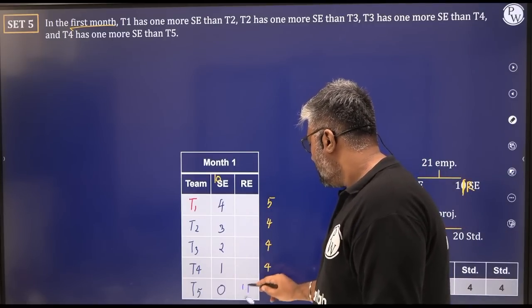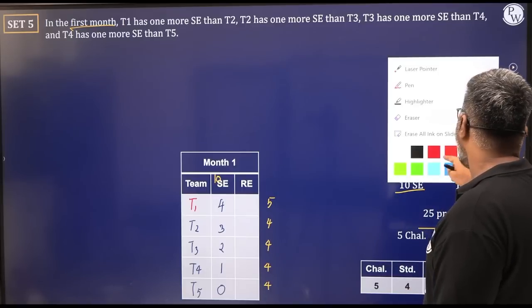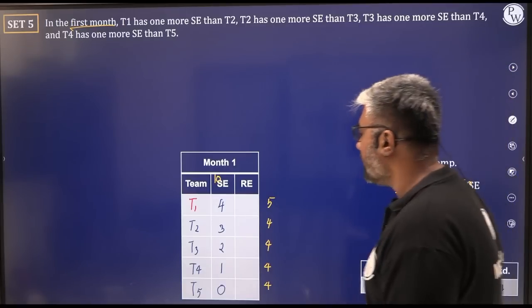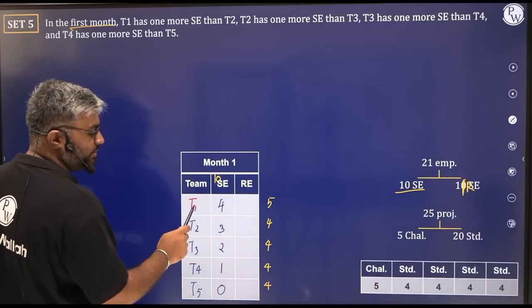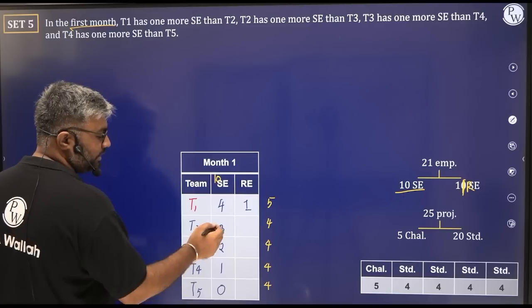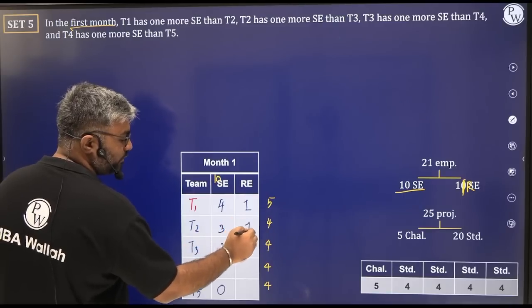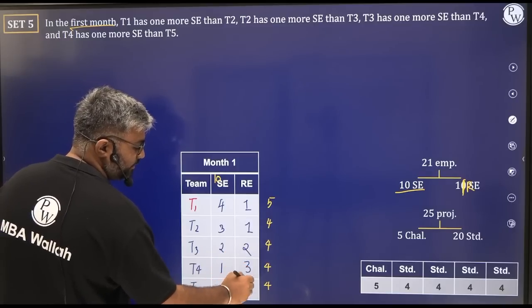Okay, perfect. Now the rest is not given, but we need to figure out how many REs we will have. Since this is the team doing the challenging project, this will have 5 employees. So 4 plus 1 is 5. This has to be 4, 3 plus 1 is 4. This has to be 4, 2 plus 2, 1 plus 3, 0 plus 4.